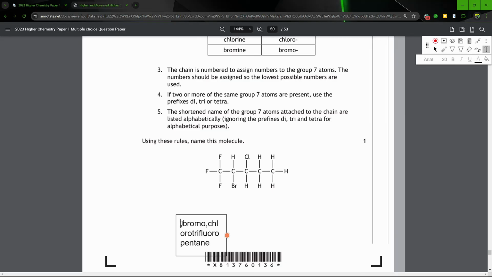And now I need to put some numbers on this. So starting from the left and numbering 1, 2, 3, 4, 5 will probably give us the best solution. So bromine will be on the second atom, so it'll be 2-bromo. Chlorine is on the third, so it'll be 3-chloro. And then we have trifluoro, and all of them are on carbon 1, so it'll be 1,1,1-trifluoropentane. And there we go.